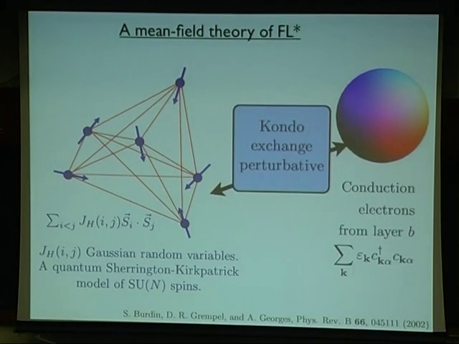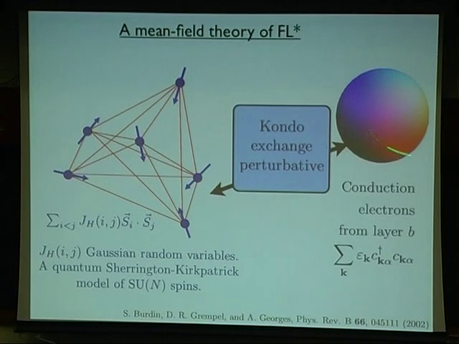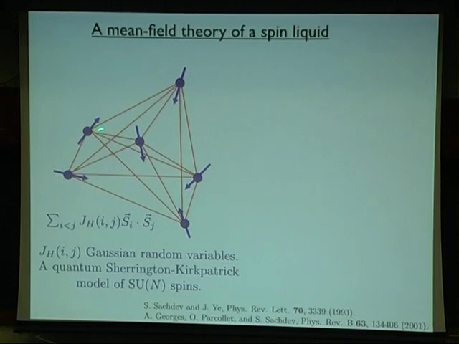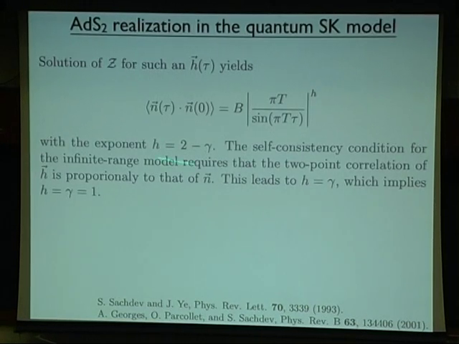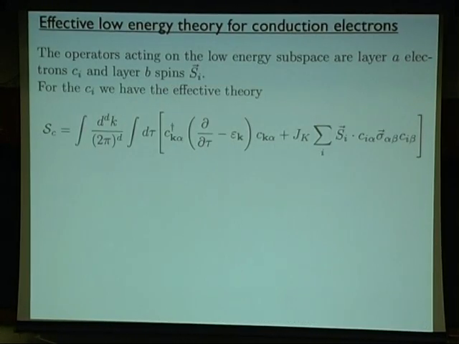Okay, so in this model also, you can put in the conduction electrons now and see that this is not very strong. And so finally, now you can write down a theory for the fermion Green's function. You have your electrons on layer B. Those are coupled to these spins by the Kondo exchange. And the spins here are on this side, and they have this power law spin correlation function, which is just completely local in space.